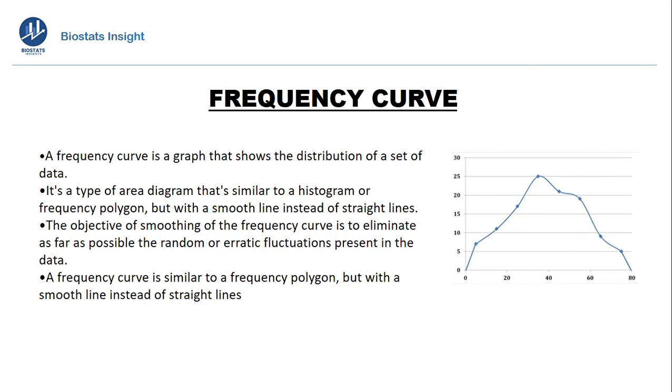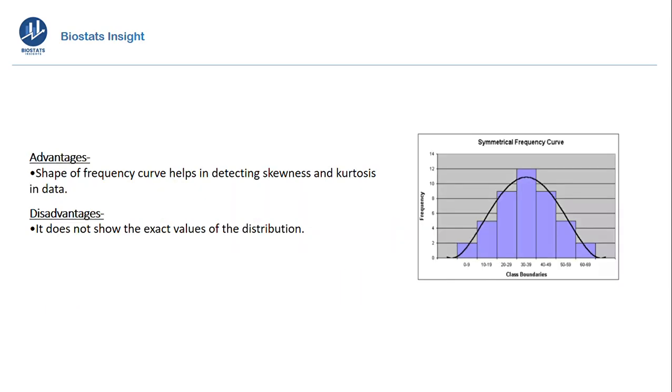Frequency curve. A frequency curve is a curve where you can see the distribution of your data. Like the histogram, the frequency curve is the same, but it combines the data points through straight lines. The objective of the frequency curve is to eliminate the possible random fluctuation present in your dataset. The curve is similar to a frequency polygon but with a smooth line instead of straight lines. Now, advantage. With the help of a frequency curve, you can see the distribution or the shape of your data, which helps you detect the skewness and kurtosis in your dataset.